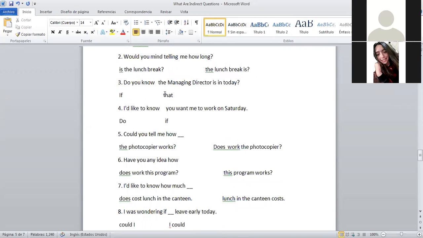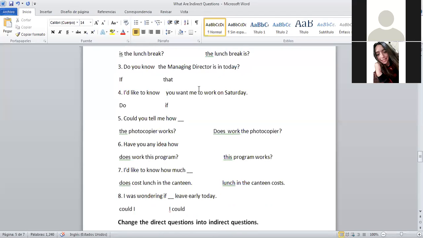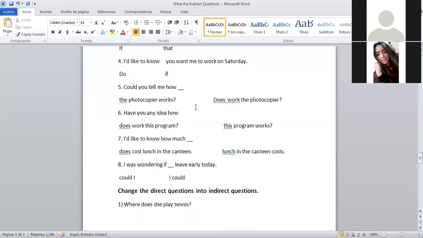Next, do you know if or that? If. Do you know if the manager, okay, very simple. I like very simple. Very easy. Piece of cake. I like to know if you want to work on Saturday. If you want me to work on Saturday.